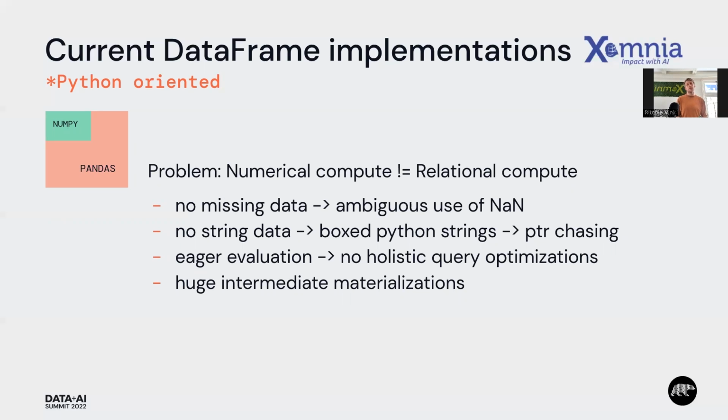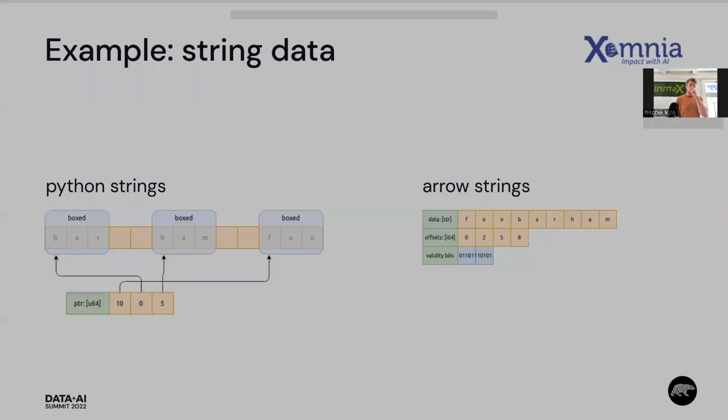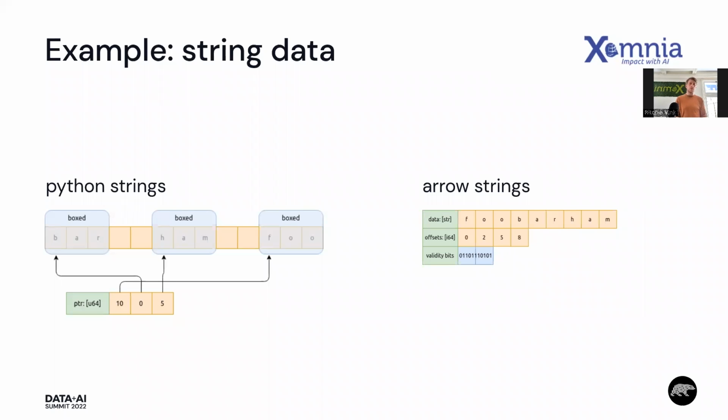There's no string data, and as a solution, they use boxed Python strings, which, if you want to traverse that array, is effectively pointer chasing. I will come to that in the next slide. There's eager evaluation. So that means there are no holistic query optimizations, and therefore there are huge intermediate materializations. For instance, Python strings in memory.